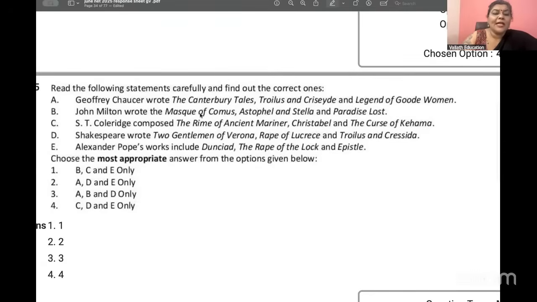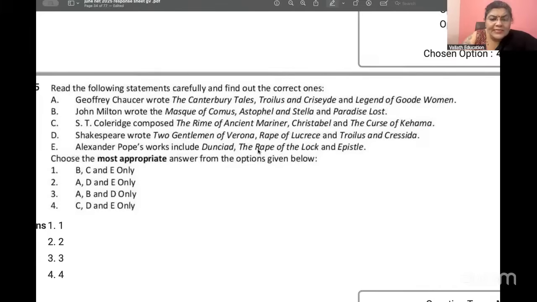Okay. Read the following statements carefully. Geoffrey Chaucer wrote Canterbury Tales, Troilus and Criseyde, Legend of Good Women. A is correct. John Milton wrote Astrophil and Stella. B is wrong. S.T. Coleridge composed Rime of the Ancient Mariner. Curse of Kehama is Southey. C is wrong. Shakespeare wrote Two Gentlemen, Rape of Lucrece. D is correct. A and D correct.